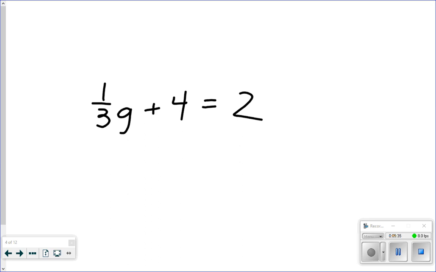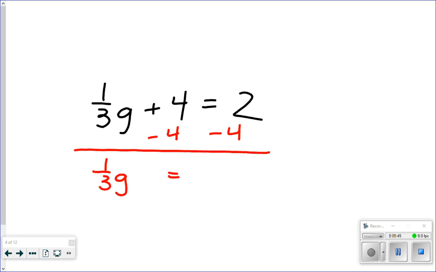So let's do the first step. You can do the first step, minusing 4. So this is what it looks like: 1/3 g equals -2. Because if they're adding 4, I have to do the opposite. I always am doing the opposite. If they're adding 4, I'm taking it away. If they're subtracting 4, I'm adding it. I'm always doing the opposite.